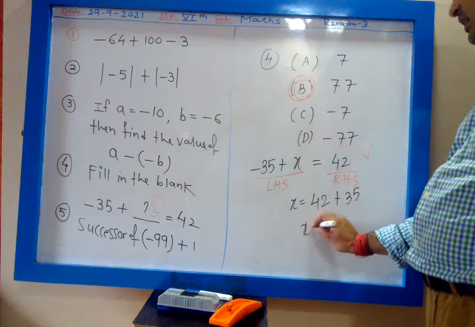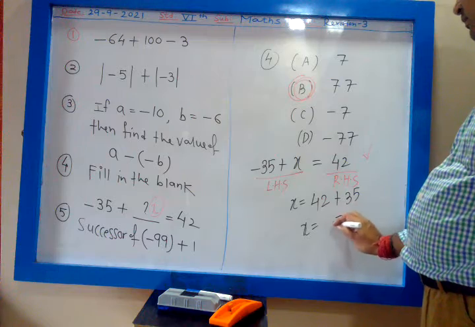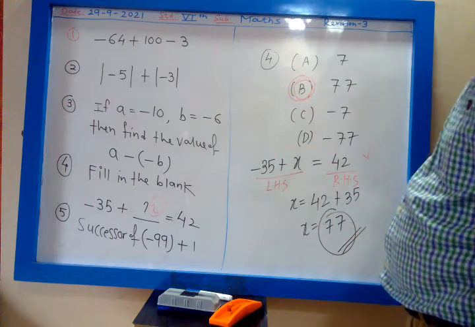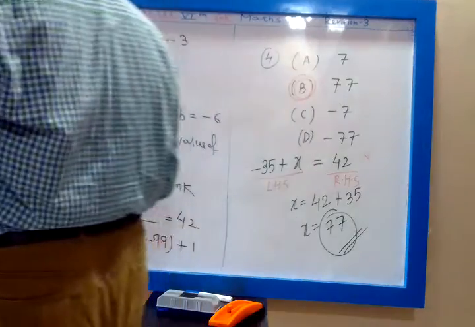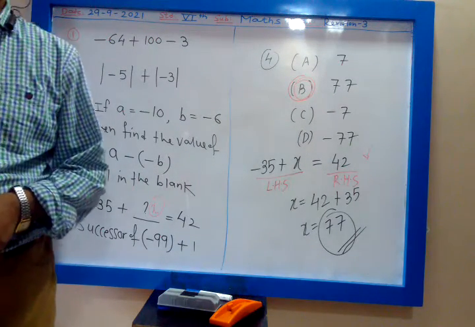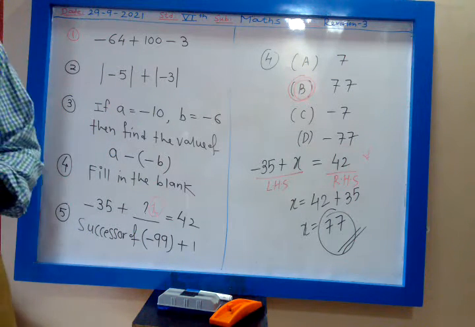Now both have the same sign, plus plus, so you can add the numbers. 5 plus 2 is 7, 4 plus 3 is 7. So the answer is 77, plus 77. Yes. Mohammed Mikhail, is it clear? Plus 77. Yes.